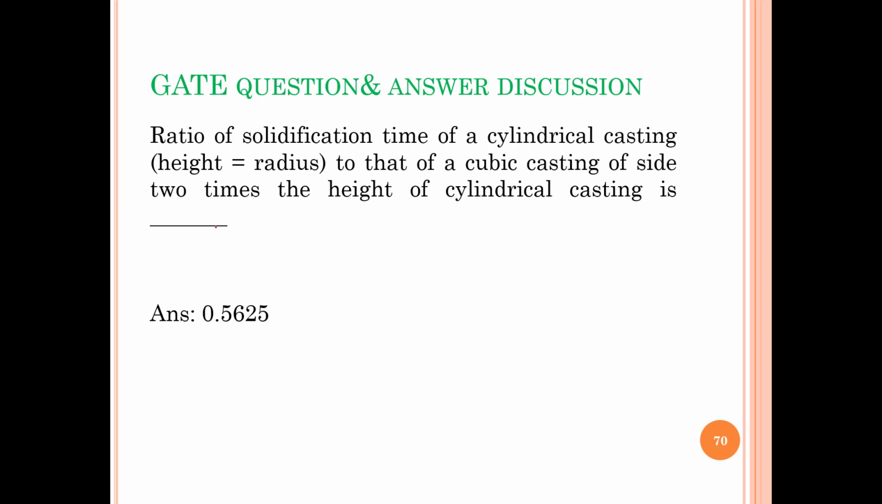So the next question is: the ratio of solidification time of a cylindrical casting, with height equal to radius, to that of a cube casting of side 2 times the height of the cylindrical casting. In the cylindrical casting, height equals radius; in the cubic casting, side equals 2 times the height. Now they are asking for the ratio of solidification time for the cylinder and the cube.